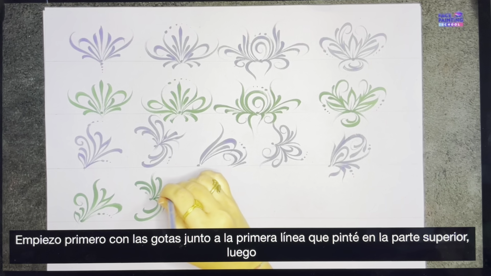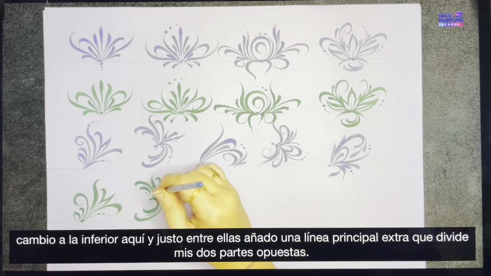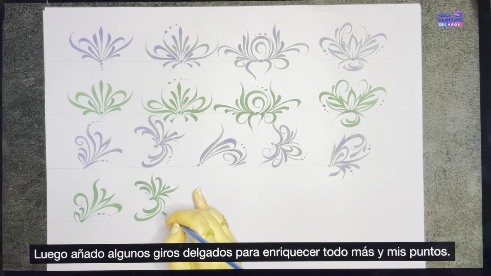I started first with the teardrops next to the first line I painted in the upper part, then I'm switching to the lower one here, and right in between them I'm adding an extra leading line that divides my two opposite parts. Then I add a few thin flicks to enrich everything more and my dots.